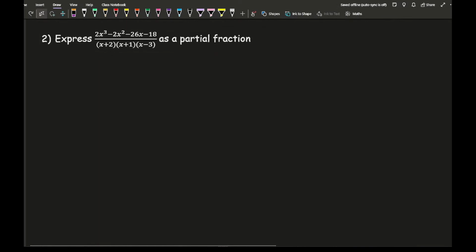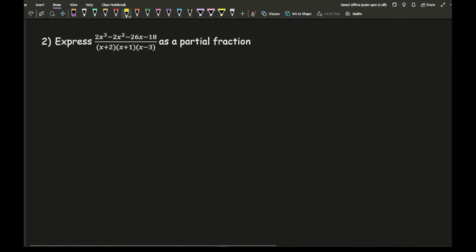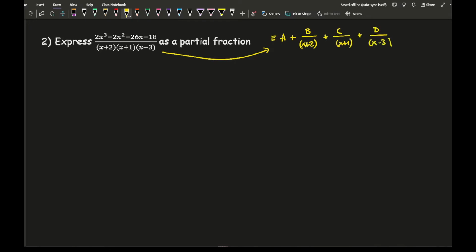So let's have a look at another example. This time we've got 3 linear functions at the bottom. So again, I write all of this, and I'm going to have a again as my constant, a quotient I should say, then b over the first function, which is x plus 2, plus c over x plus 1, plus d over x minus 3.